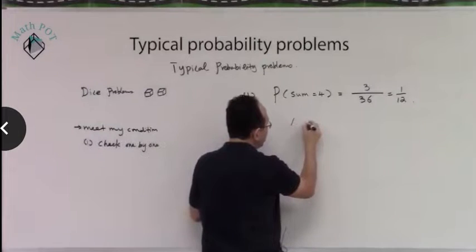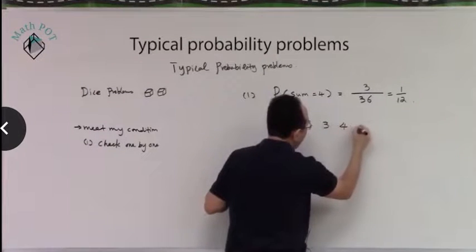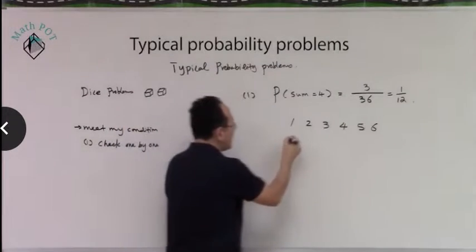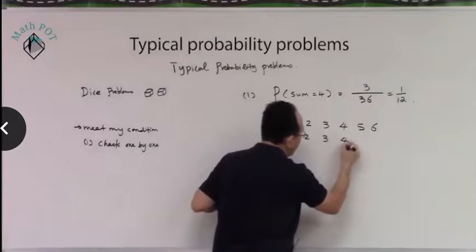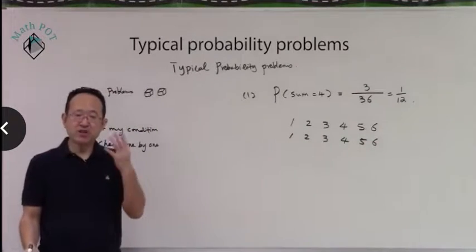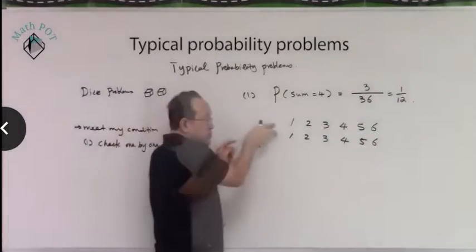Of course, could it be 1, 2, 3, 4, 5, 6? So how about the second one? Could it be 1, 2, 3, 4, 5, 6? So now it's very clear. We can generate 36 outcomes from those 2 groups of numbers.